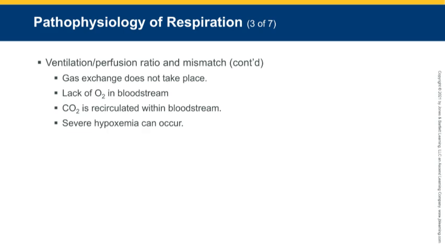A ventilation-perfusion mismatch occurs when there is an obstruction in airflow or blood flow. If the airway is blocked, oxygen cannot reach the alveoli. If circulation is impaired, oxygen cannot be delivered to the tissues. Both scenarios can result in severe hypoxemia and respiratory distress.